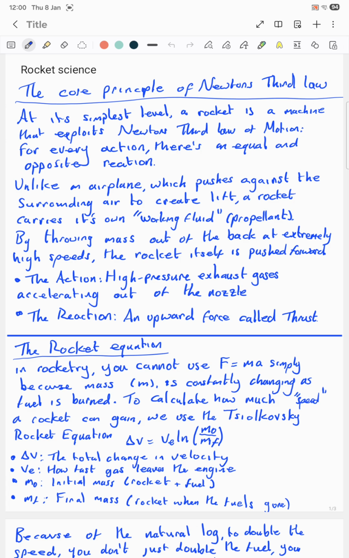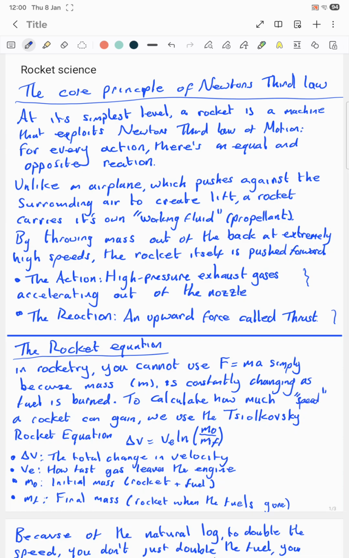Unlike an airplane, which pushes against the surrounding air to create lift, a rocket carries its own working fluid, or propellant. By throwing mass out of the back at extremely high speeds, the rocket itself is pushed forward. The action is high pressure exhaust gases accelerating out of the nozzle. The reaction, an upward force called thrust.